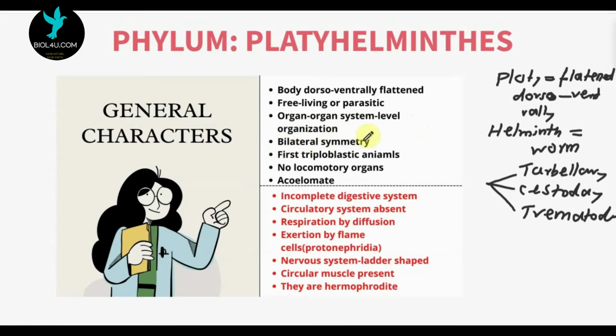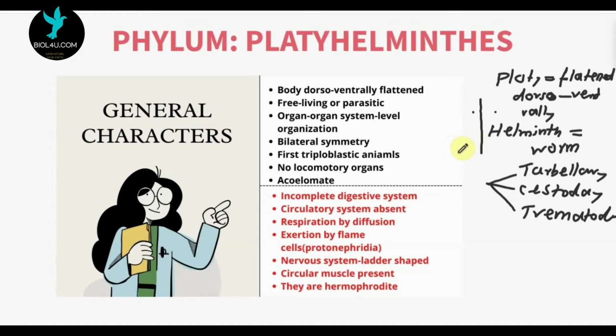Okay. Then the symmetry. It is a bilaterally symmetrical animal. What is the meaning of bilaterally symmetrical? This animal gives two equal parts when cut along one plane, so it gives two equal parts on either side. That is bilateral symmetry. And this is the first triploblastic animal. You know, the first three phyla are diploblastic: phylum Porifera, phylum Coelenterata, and Ctenophora are the diploblastic animals, and phylum Platyhelminthes is the first triploblastic animal.